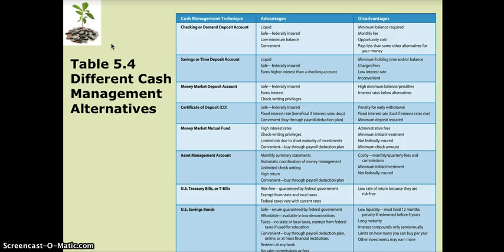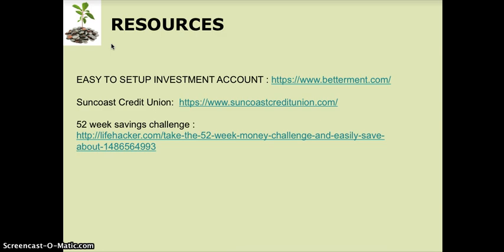This table is in the textbook. I advise all of you to review it. We've talked about some of these different types of cash management options available to you and what some of their advantages and disadvantages are. But in terms of preparing yourself for the midterm exam, you definitely should review this table and become familiar with all of these different types of cash management options and what the pros and cons are to each. Here's some resources.